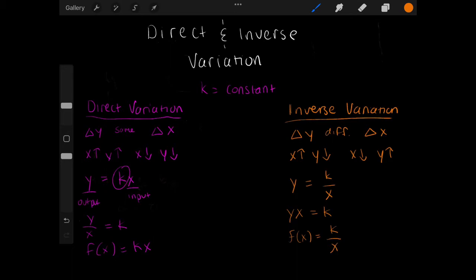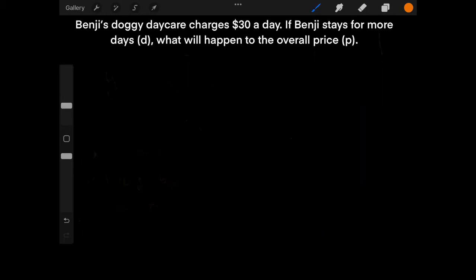Now, this might be a bit confusing at this point because we haven't really worked with any numbers or real word problems. So let's work with some real life scenarios. So here's our first word problem, and let's work through it together so we can get some sense of what inverse and direct variation really is.